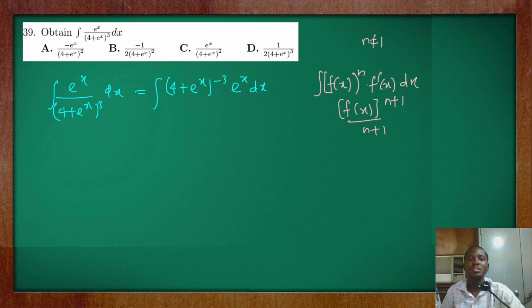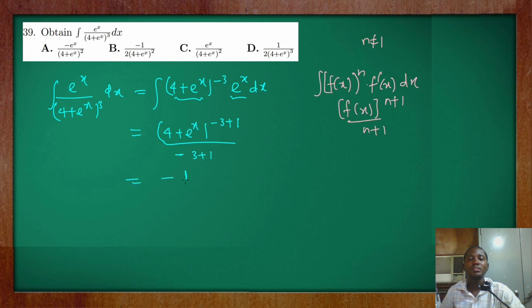Now here, what do you notice? You notice that if I differentiate 4 plus e raised to power x, I will have this to be what? e raised to power x, right? So that means my answer is just what? 4 plus e raised to power x, everything raised to power minus 3 plus 1, over minus 3 plus 1, which will give us what?